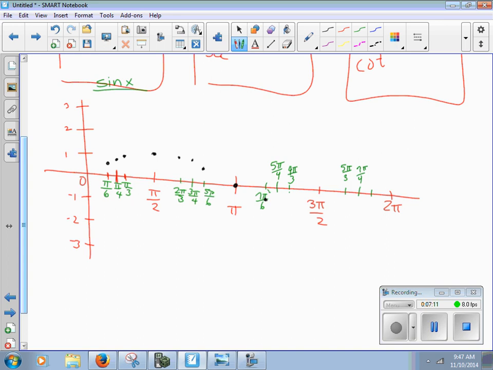This might be the only time that you actually write out the x values. What was it? Negative 0.5? Was negative 0.5, wasn't it? And then negative 0.7 and negative 0.9. And then at 3 pi over 2, what happened? It was negative 1, wasn't it?